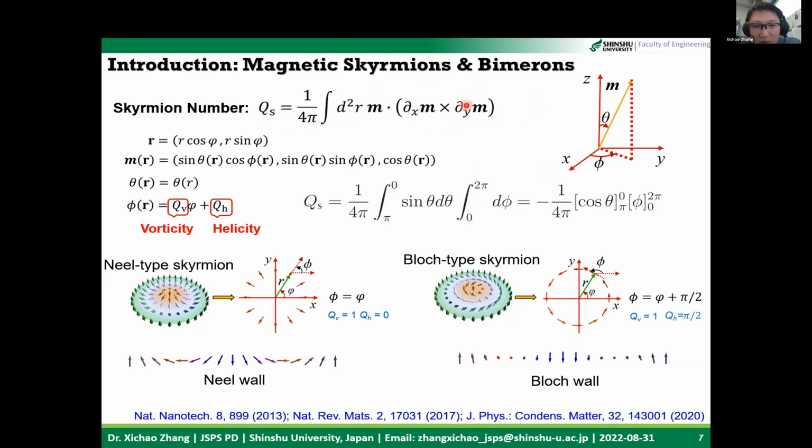Yeah, I think maybe you can find some mathematical details in this review paper published in JPCM. In section 1, you will find the math details on the definition of the skyrmion number or skyrmion number density.